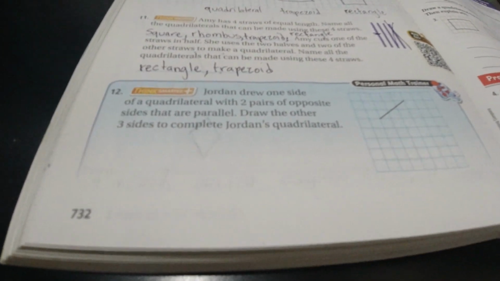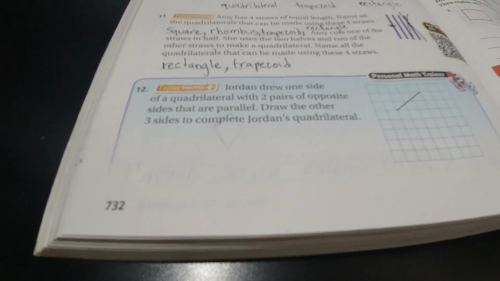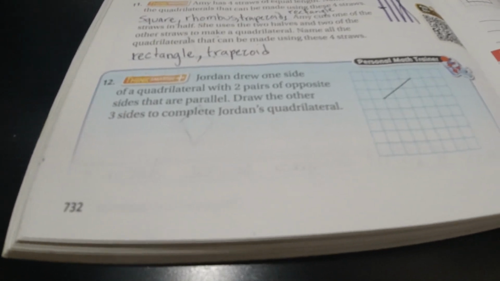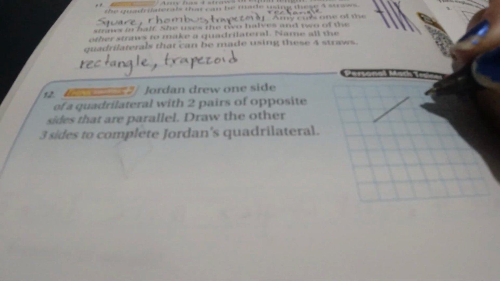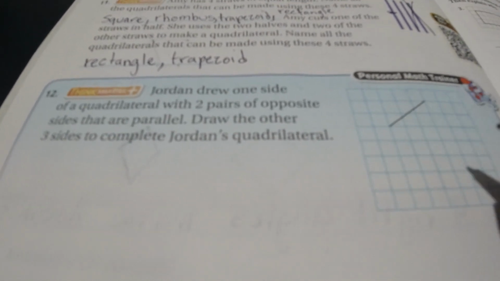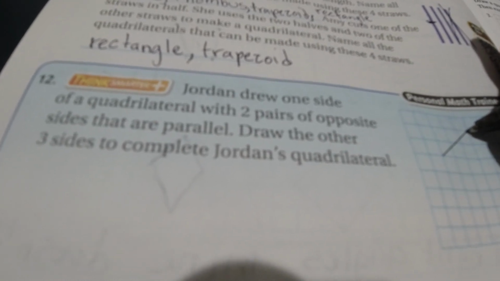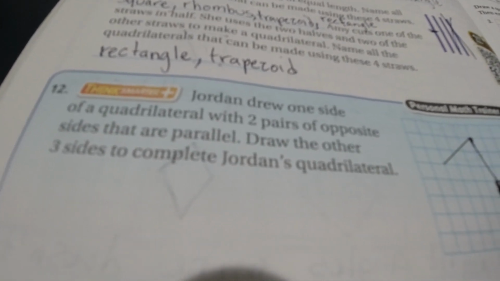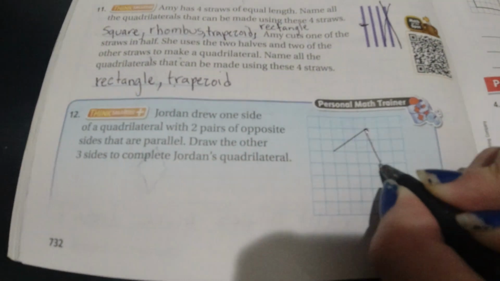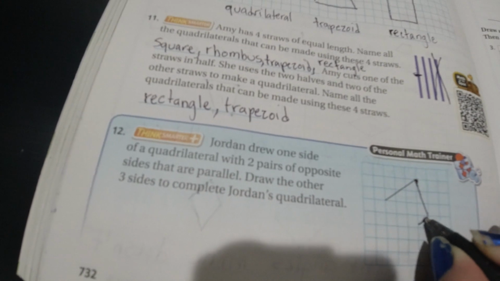The last one is Jordan drew 1 side of a quadrilateral with 2 pairs of opposite sides that are parallel. Draw the other 3 sides to complete Jordan's quadrilateral. So in this case, we have 1 side, so we know that the opposite side needs to be exactly where it is, so I'm just going to continue drawing. I'm going to draw this way, and I'm going to try my best to draw it exactly. It might not be exact.